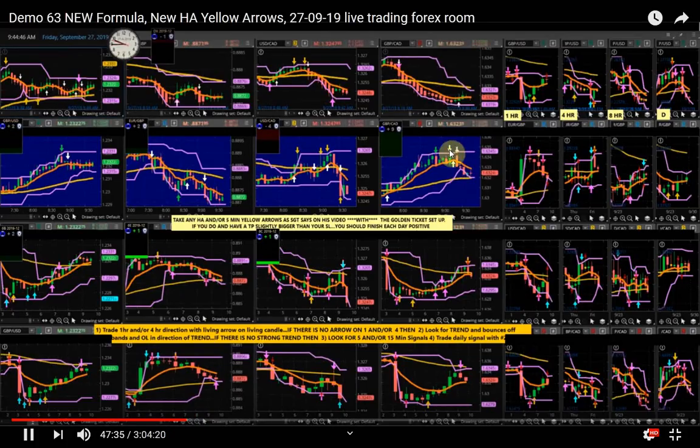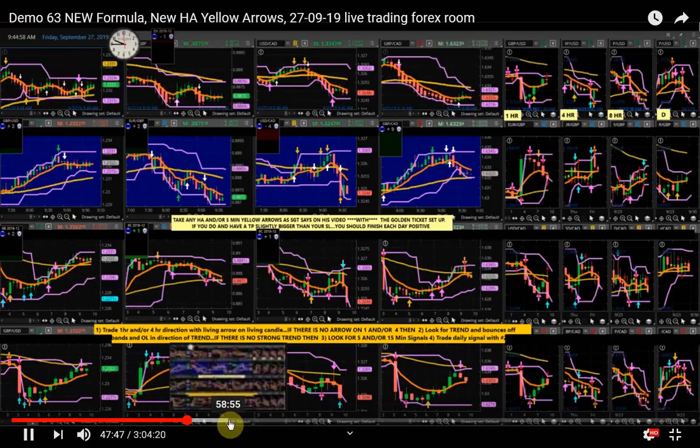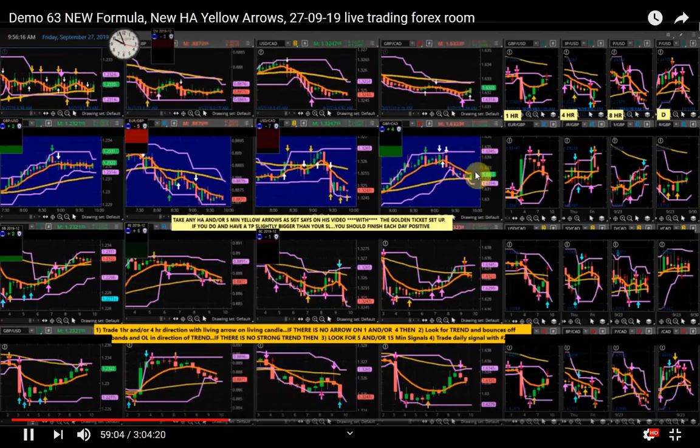Right, well, you can quite clearly see GCAD going, and if I was in on that green, say somewhere here, then 15 pip stop loss would have been up here, so I'd have been safe. Okay, and now winning.